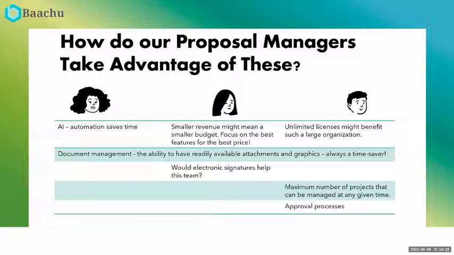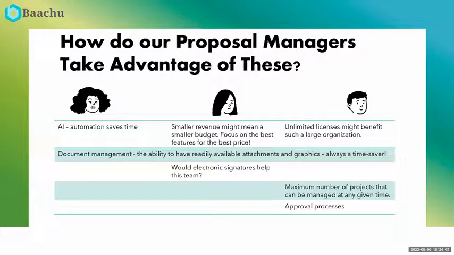Document management could help everyone. For Meg, there's a lot of official sign-offs, so maybe electronic signatures might help. For Shane, what's the maximum number of projects that can be managed at any time? And how do approval processes work?